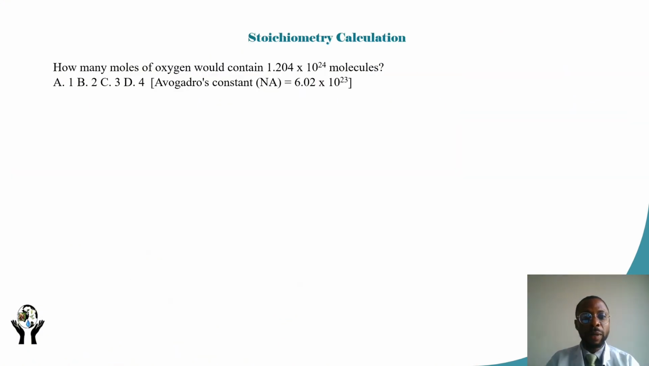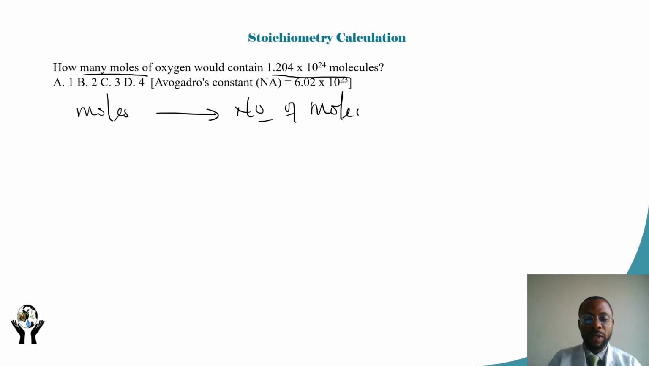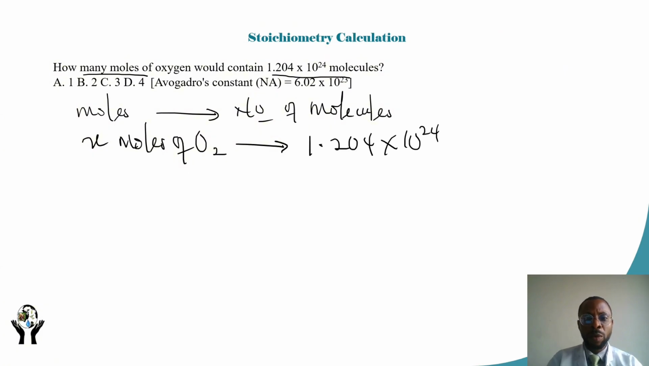This question says how many moles of oxygen would contain this number of molecules. So the question is about how many moles and number of molecules of the same gas, which is oxygen. So it's the mole and number of molecules relationship we have in there. So how many moles of oxygen, say x moles of oxygen, would contain 1.204 times 10 to the power 24 molecules of oxygen.